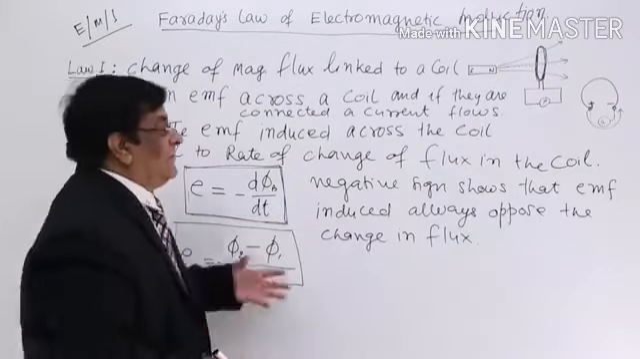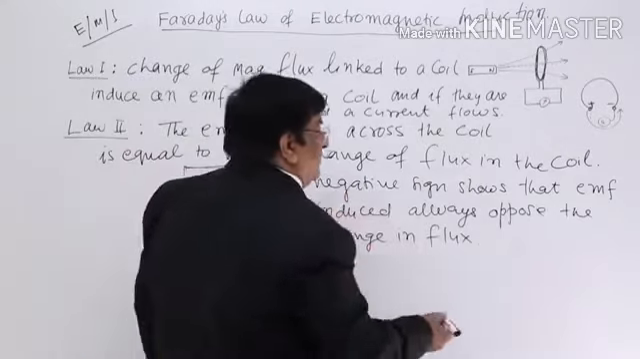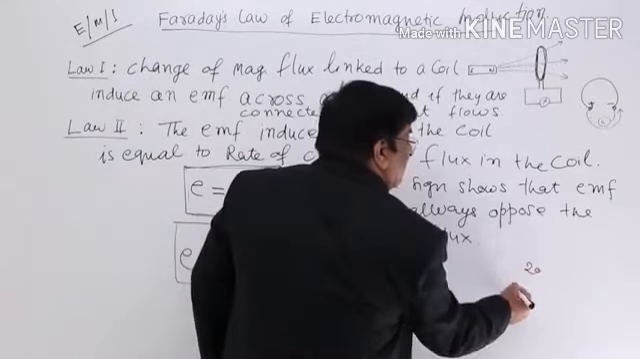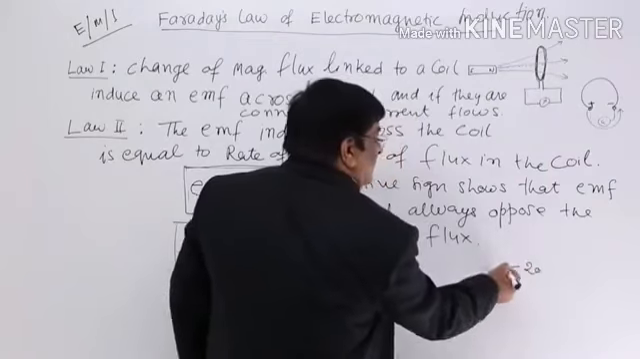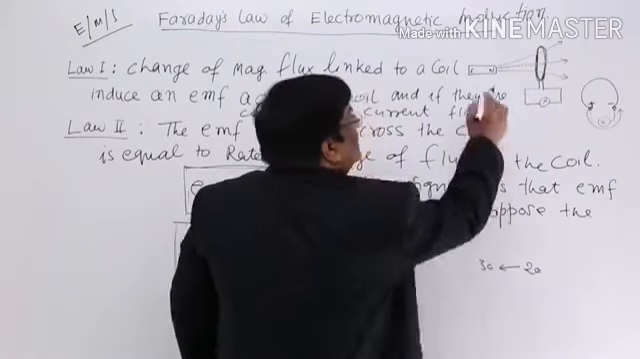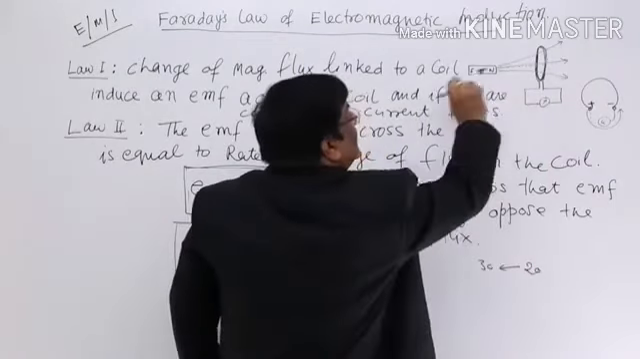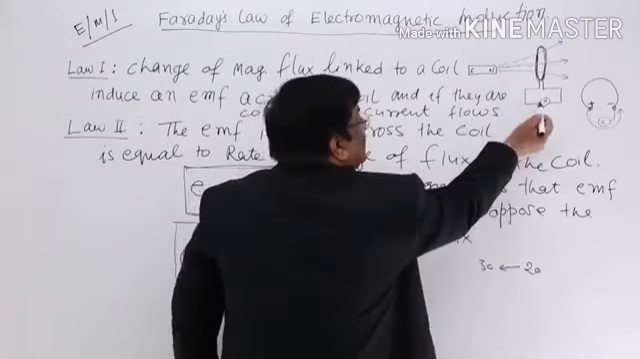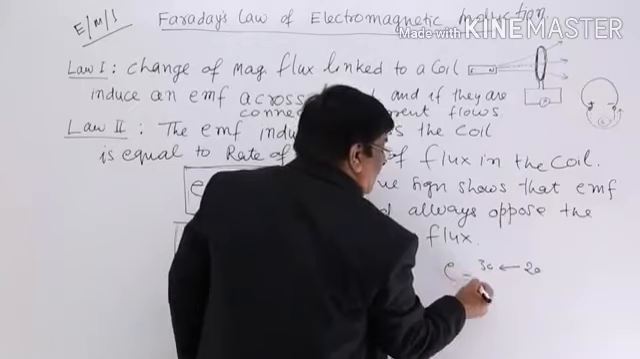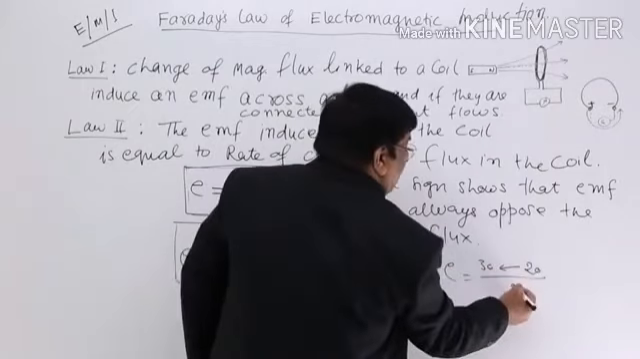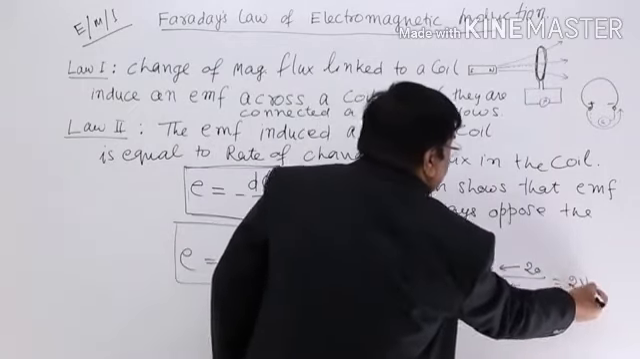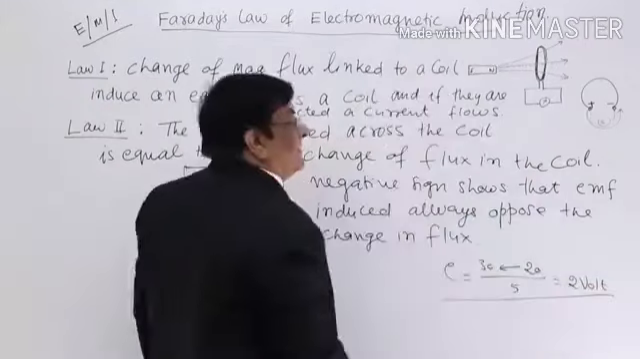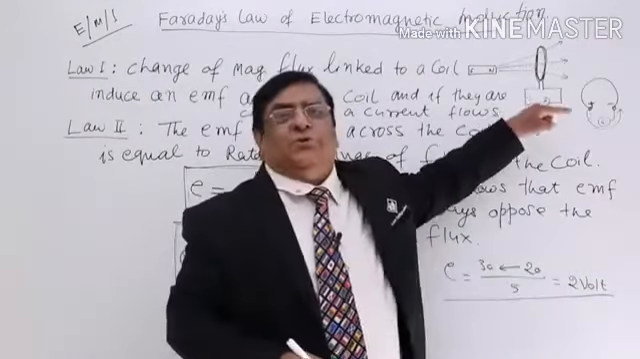Suppose I tell you there was a flux linked with a coil which was 20. Within 5 seconds, it has become 30. Then what is the EMF induced here? Answer: EMF induced is change in flux divided by time, 2 volt. So simple. So our galvanometer will show 2 volt.